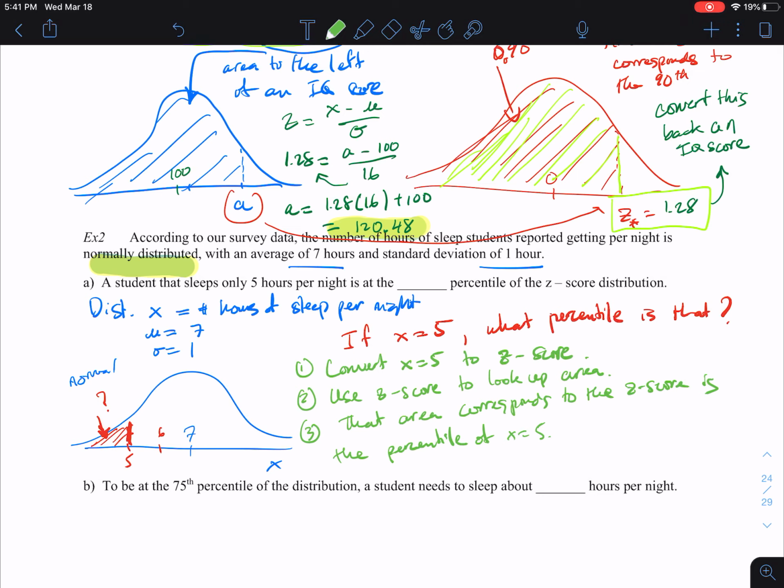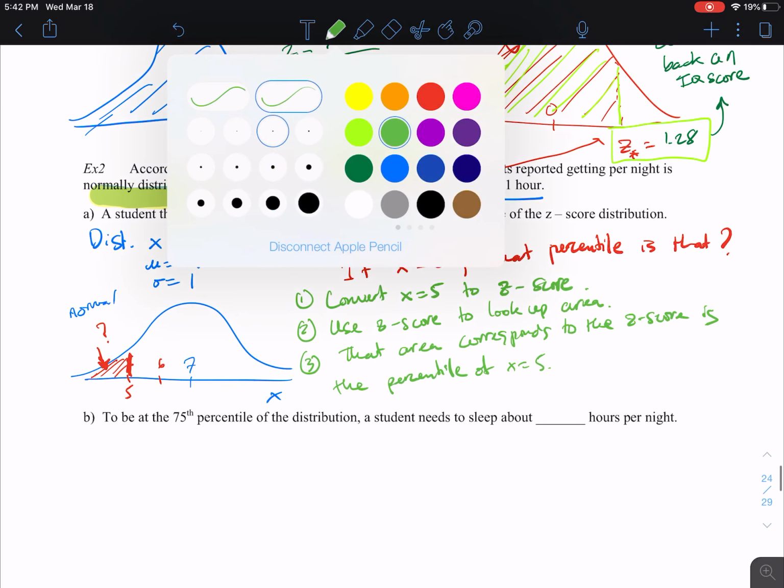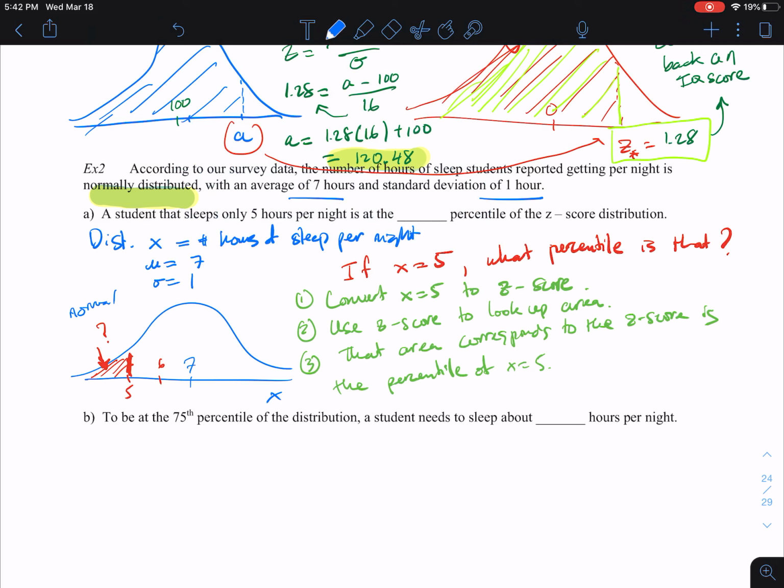Okay, so what we're going to do is use a calculator command to get the answer. Here is the calculate command. We're going to use normal CDF, because it's a normal distribution. It's going to be normal CDF of negative 999 to 15.